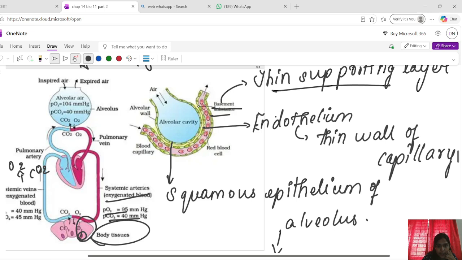If you look at this diagram, this part is called the basement membrane, and this is called the endothelium, and the cells present inside are called red blood cells, and this layer is called squamous epithelium, and this is the alveolar wall. Okay, and this is the place where air enters in.